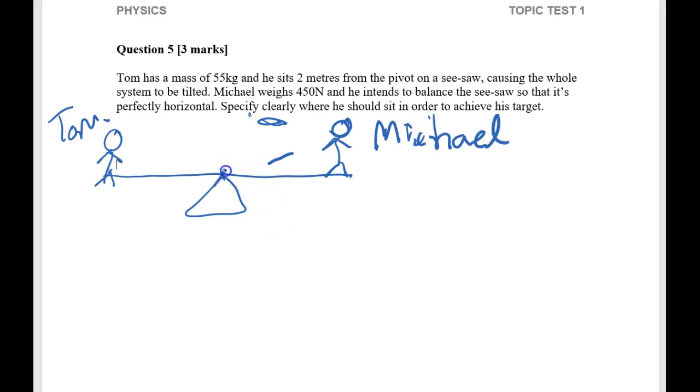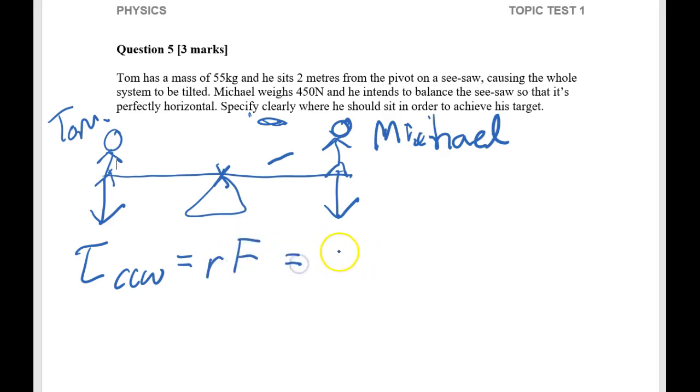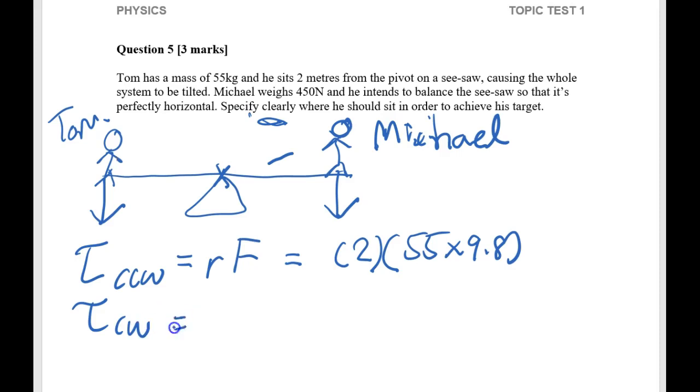So Tom here, if you look at the pivot, Tom will produce a force and a torque. Same goes for Michael. And if you realize the torque that Tom is producing, it is counterclockwise. How strong is it? Depends on the R and the F. So Tom is sitting 2 meters from the pivot, so that's the R. The force shall be 55 kg times 9.8. Whereas for Michael, clockwise, what's his R and F?